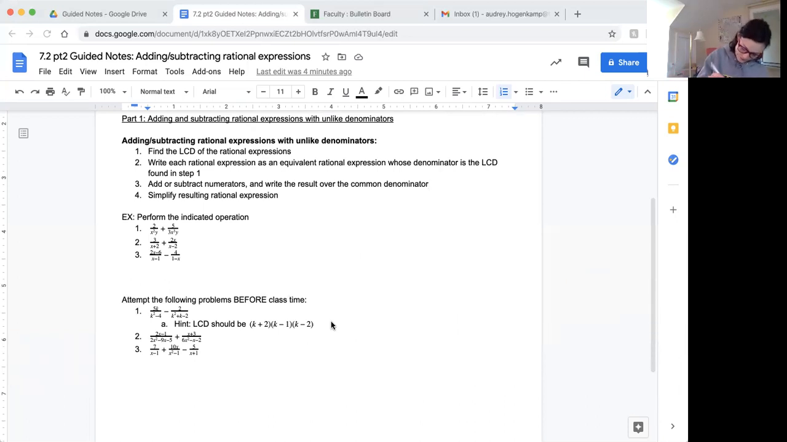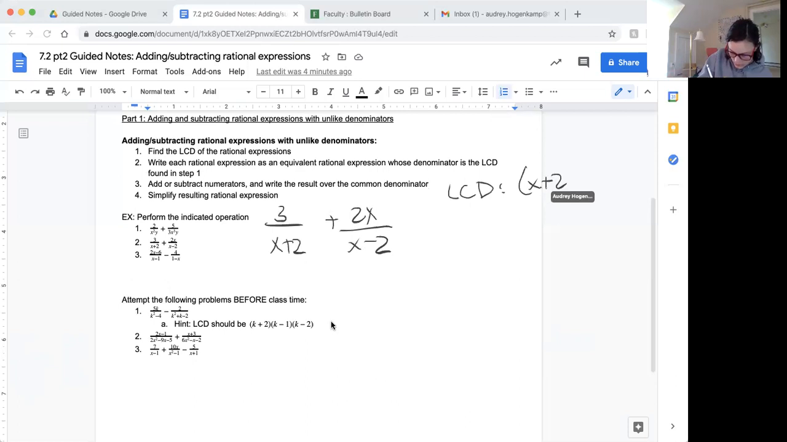All right, let's do another. So number 2, we have 3 over x plus 2 plus 2x over x minus 2. So the two factors we have are x plus 2 and x minus 2. So the least common denominator is going to be the product of those two. So our least common denominator is going to be x plus 2 times x minus 2.